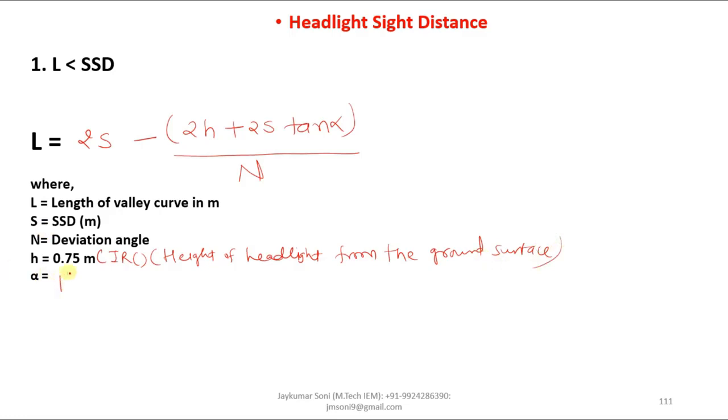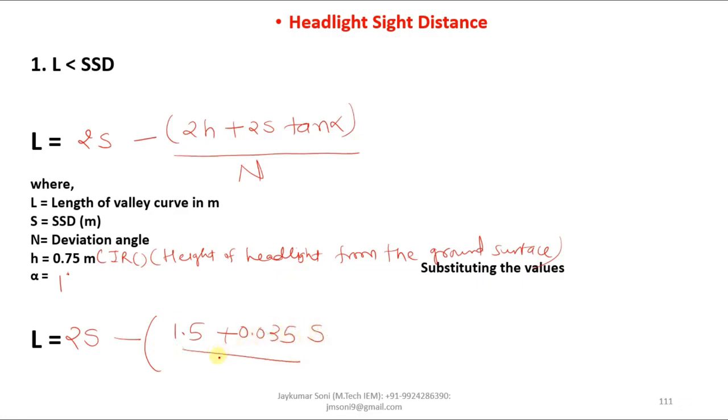and if we take alpha equal to 1 degree and substitute the values, the final equation of L will be L equals 2S minus (1.5 plus 0.035 S) divided by capital N. So this is the final equation where the criterion of L less than SSD is considered.